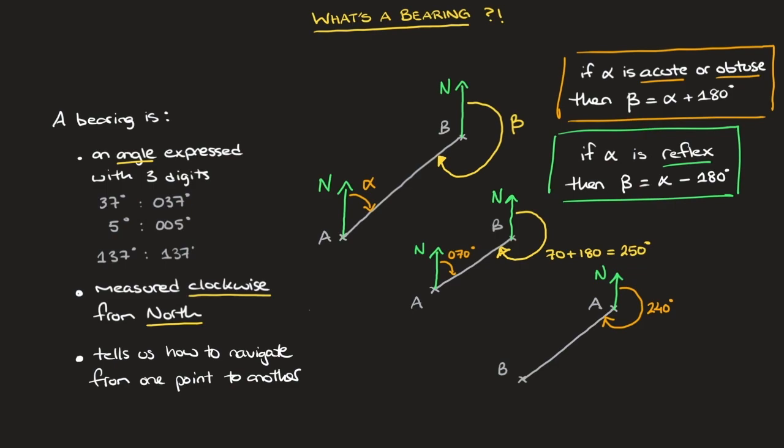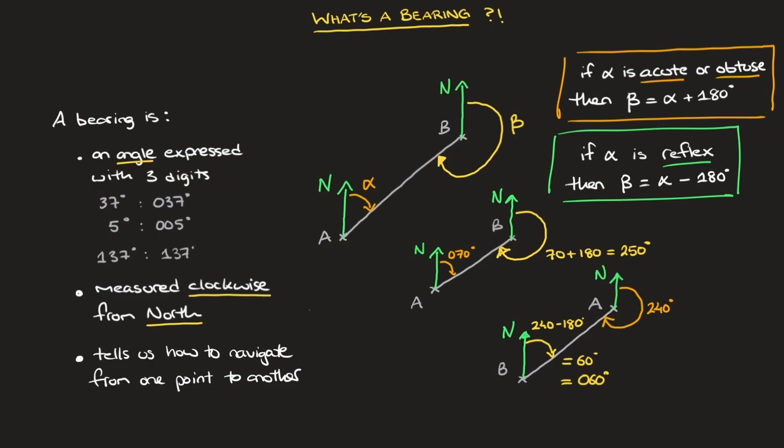To show that, let me draw my northern line starting at point B, going upwards, and that's the northern line. The bearing of point A from point B would be this angle here, measured clockwise. And using this formula for reflex angles, we can state that it's equal to 240 minus 180. By all means check, but that's equal to 60 degrees. And since it's a bearing, we'd write it as 060 degrees.